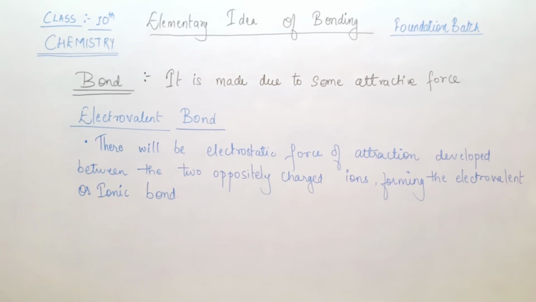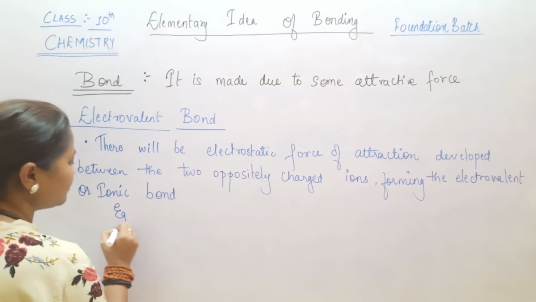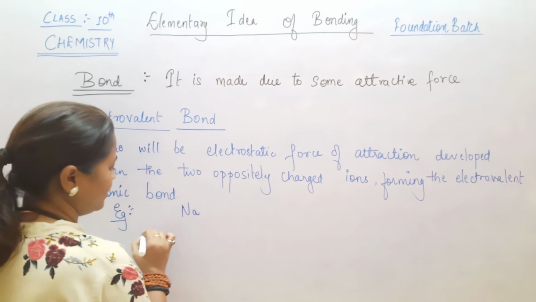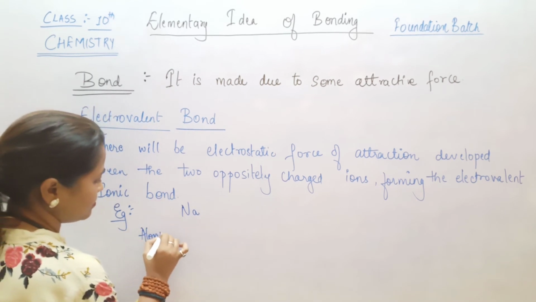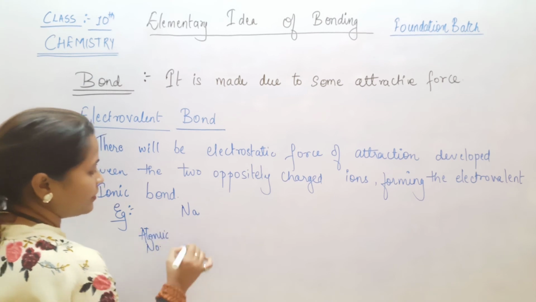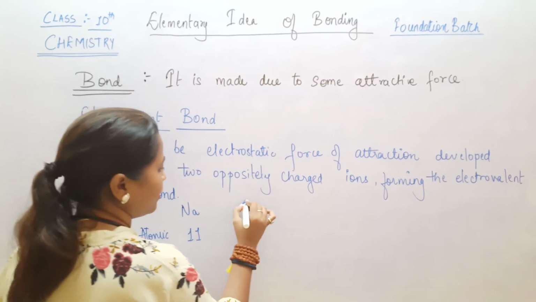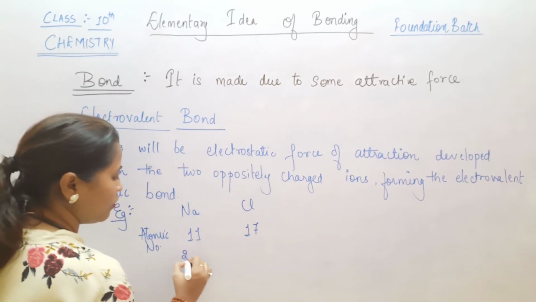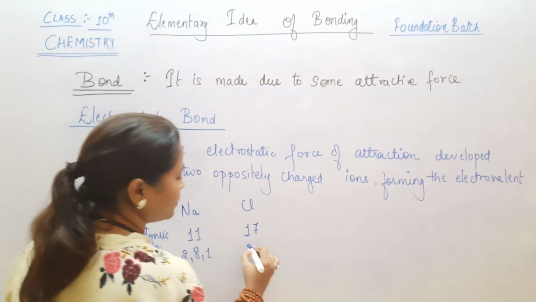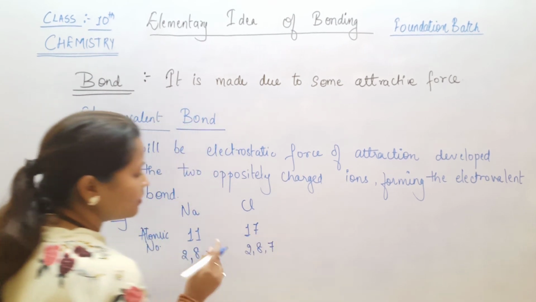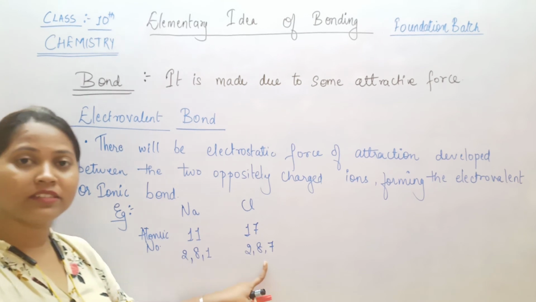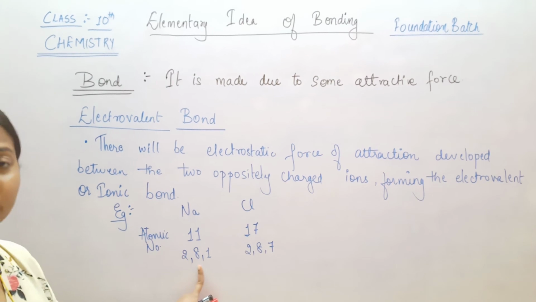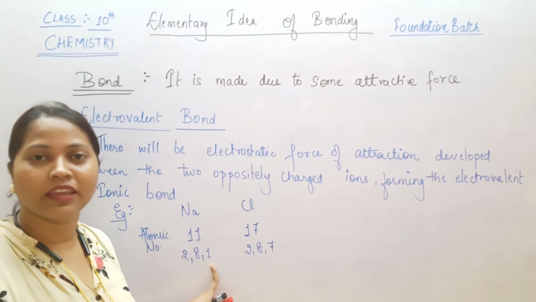So let's take a very simple example. For example, sodium Na, ठीक है, its atomic number is 11. Chlorine, its atomic number is 17. ठीक है, the configuration is 2,8,1. Here the configuration is 2,8,7. See, chlorine will be highly reactive because उसको एक ही इलेक्ट्रॉन चाहिए. That's it. And in the same way, sodium will also be very highly reactive because उसको एक ही इलेक्ट्रॉन लूज करना है. It is very easy for them.